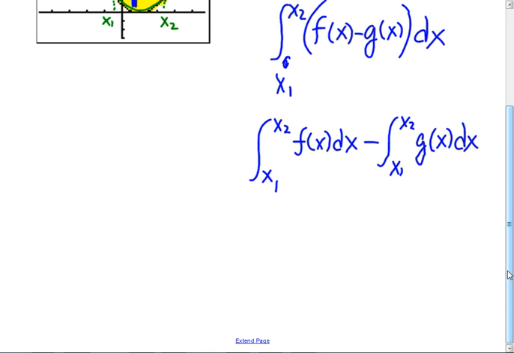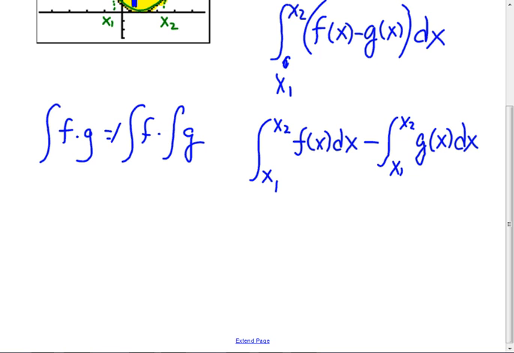Now, you guys, this is the distributive property of integrals over addition and subtraction. Okay, girls, you're missing this. Can you distribute an integral over multiplication or division? Marcus, can I distribute an integral over f times g? Is that equal to the integral of f times the integral of g? No. This is the distributive property of integrals.